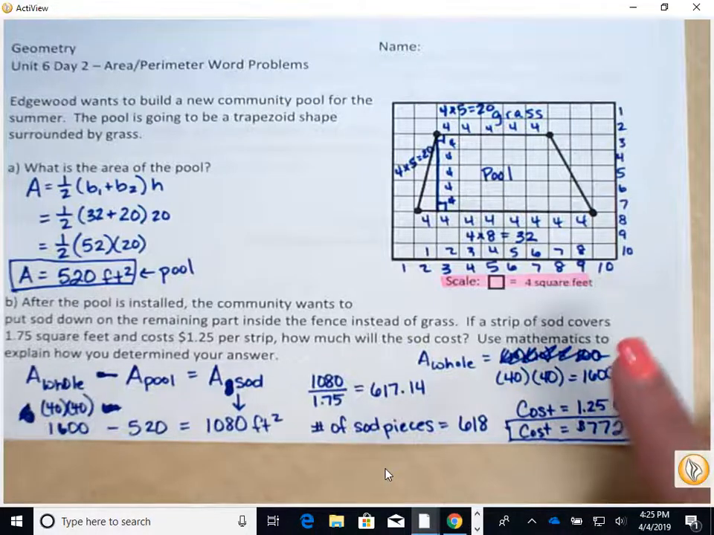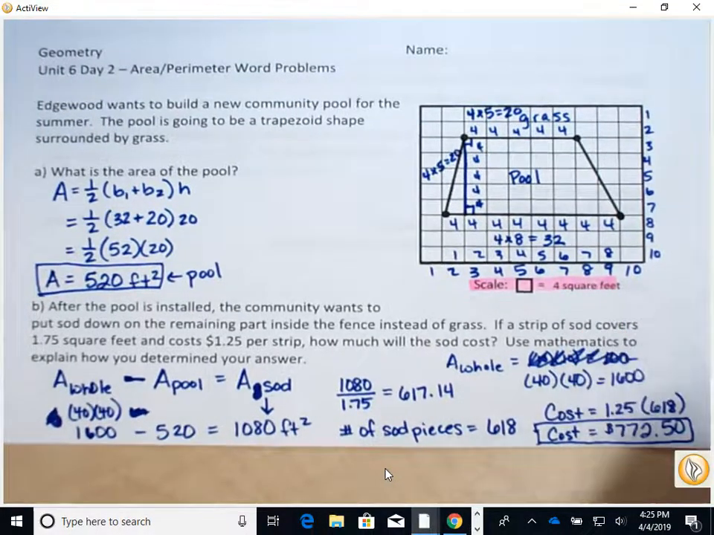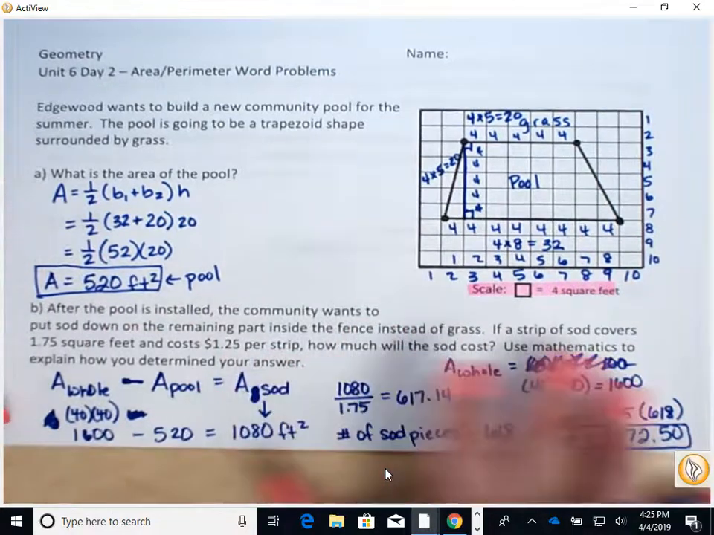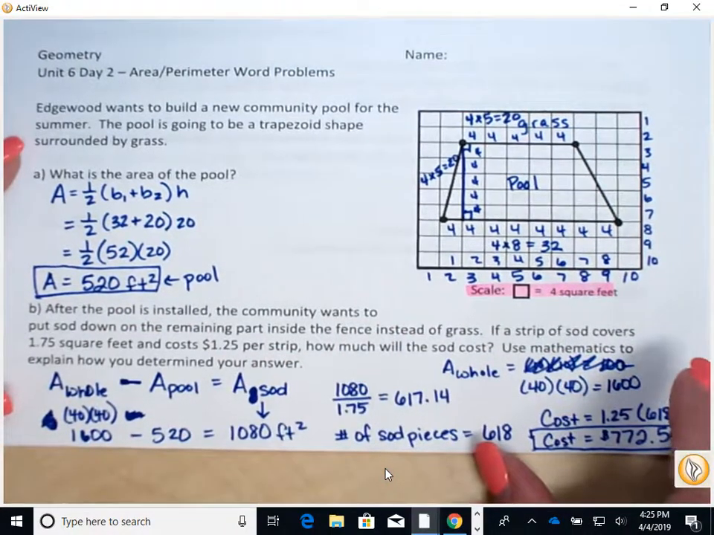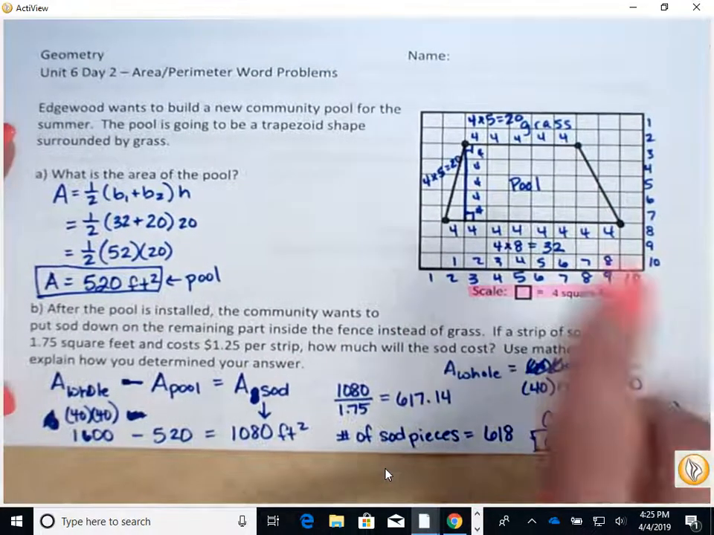Now I can guarantee you right now this will be on the test. This will possibly be on the quiz as well. So make sure you go back over this video again over and over until you truly understand what's going on here. Find the area of the pool.